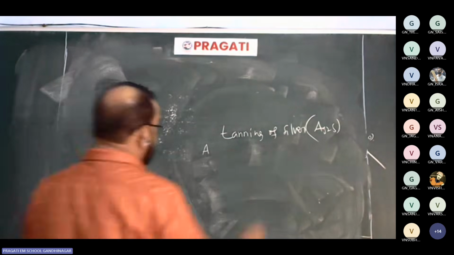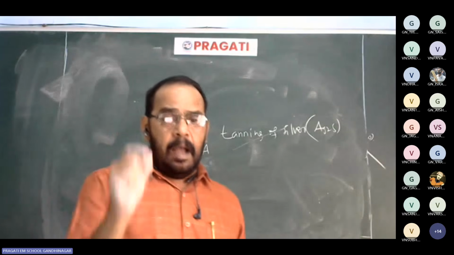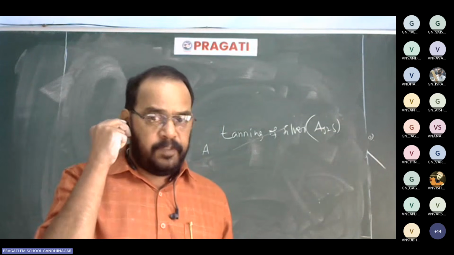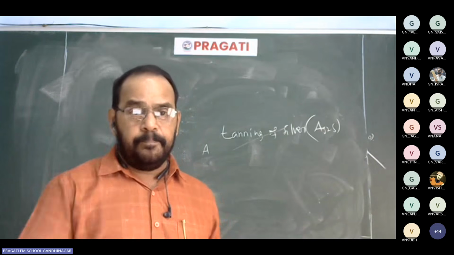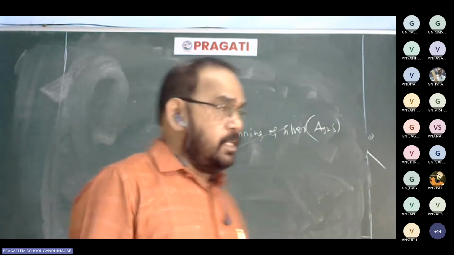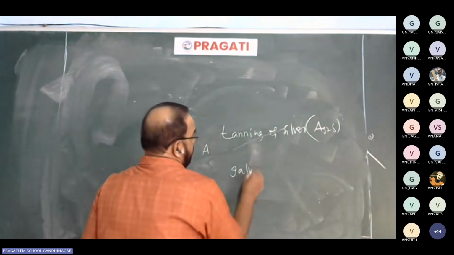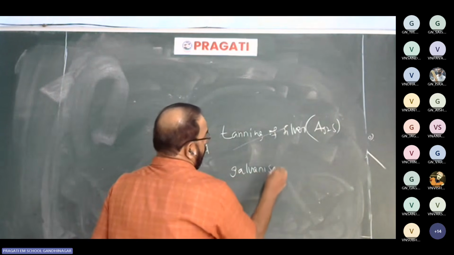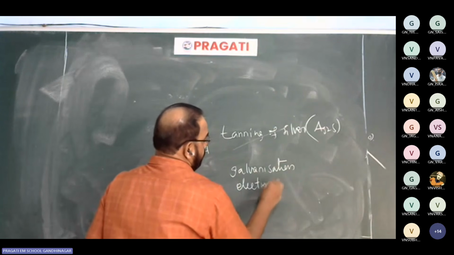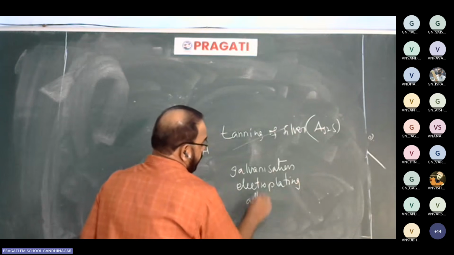Next, what are the methods to prevent corrosion? Applying oil and grease, simple method. Applying oil and grease is one of the methods. Next, painting is another method. Next methods we studied: galvanization, electroplating, alloying.